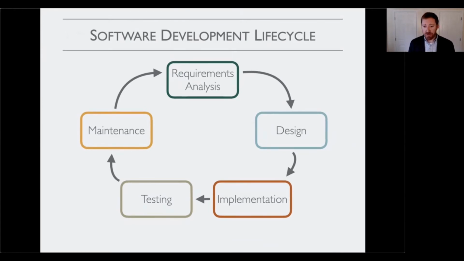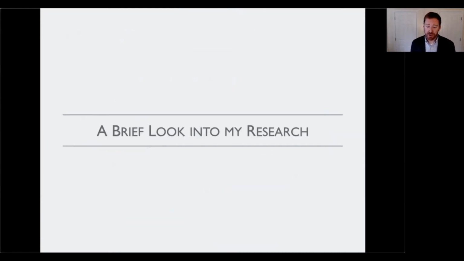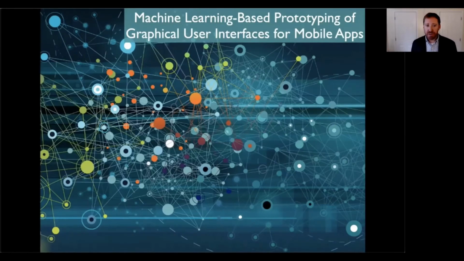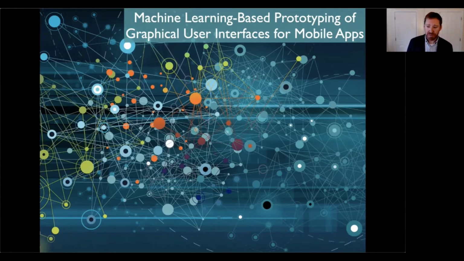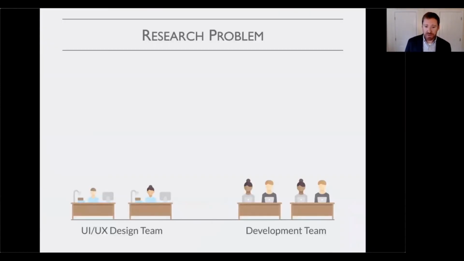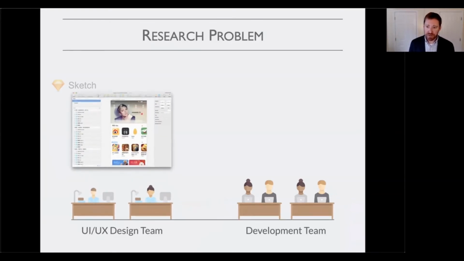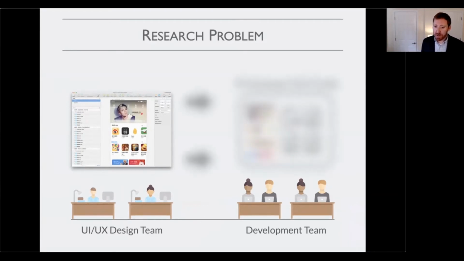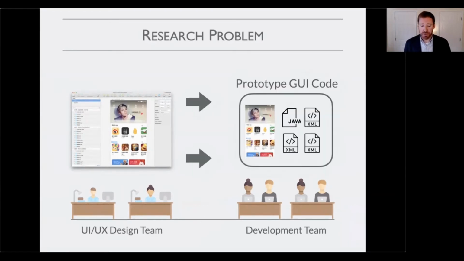Typically, when we talk about this type of research, it's situated somewhere along the software development lifecycle. Just to give you a very brief look into my research, I'm going to talk about two projects that are related to the design and testing of software. The first one is called machine learning-based prototyping of graphical user interfaces for mobile apps. The premise of this project is pretty simple. We want to take a mock-up of a mobile application that's created in a photo editing tool like Sketch or Photoshop and automatically implement this in prototype GUI code.